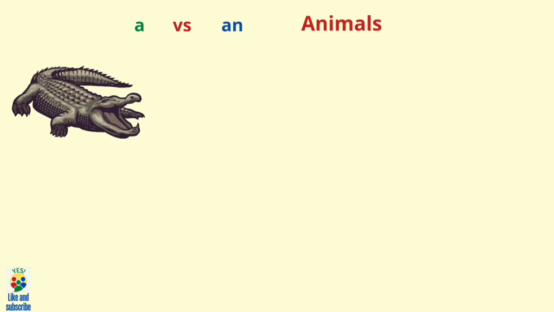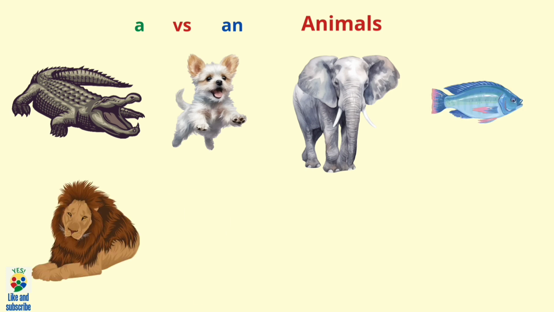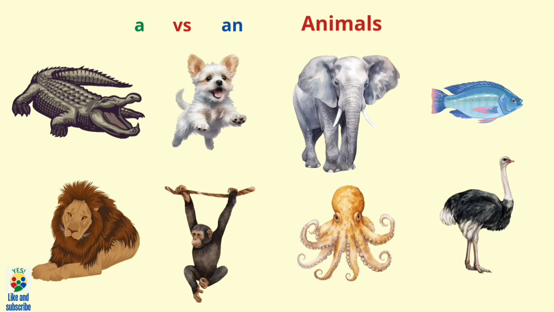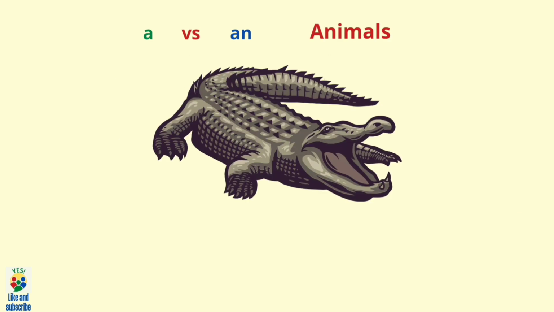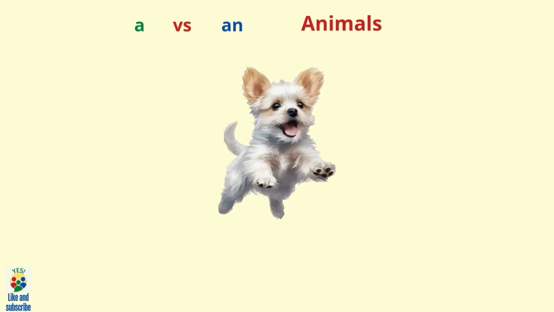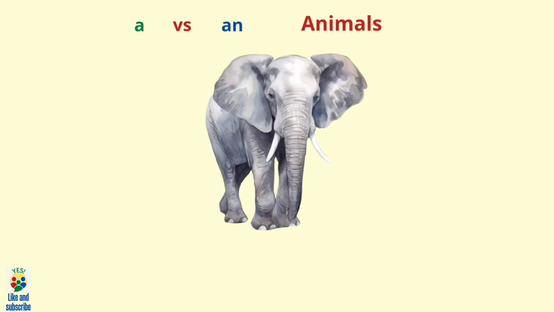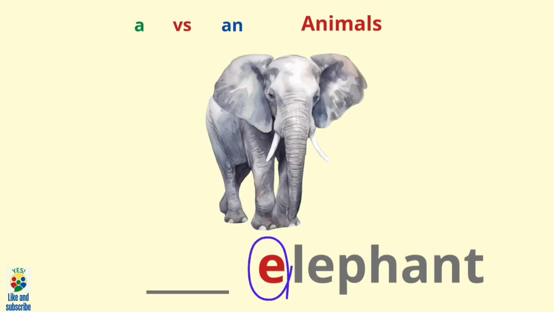A versus AN. Animals. Alligator, an alligator. Dog, a dog. Elephant, an elephant.